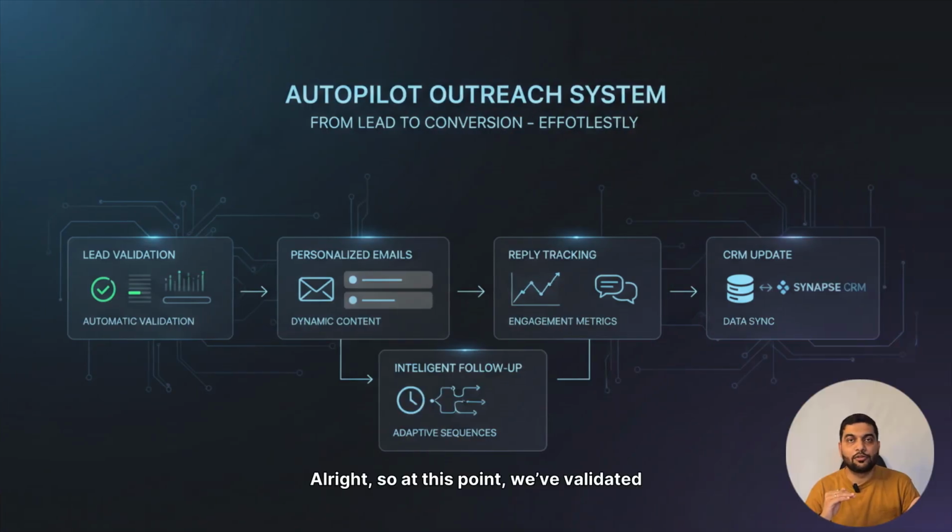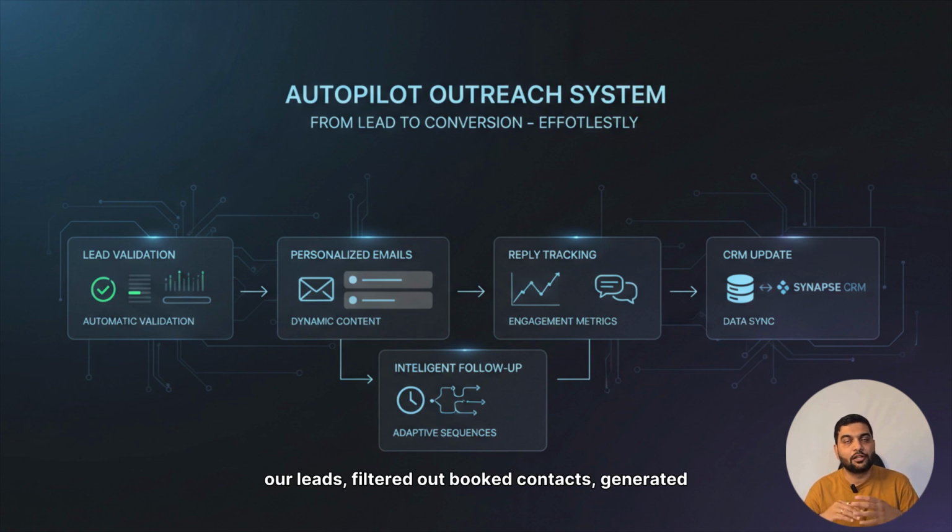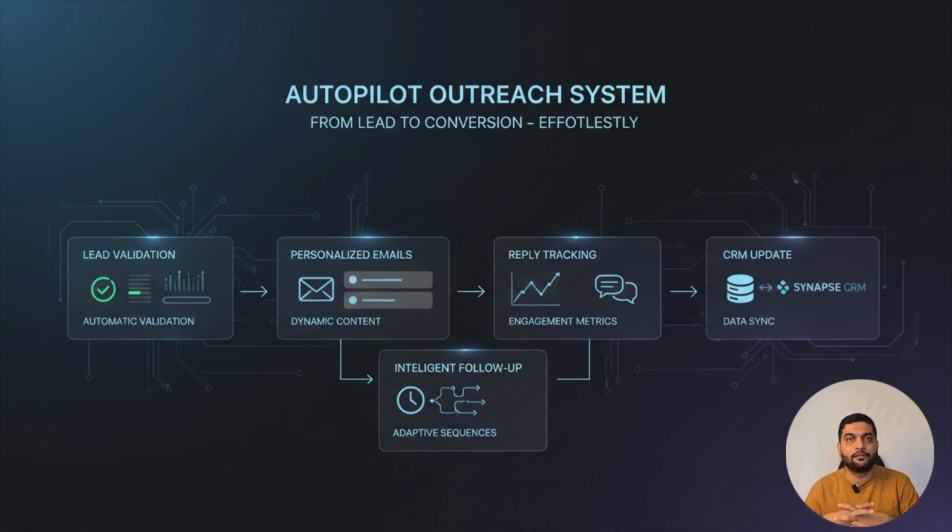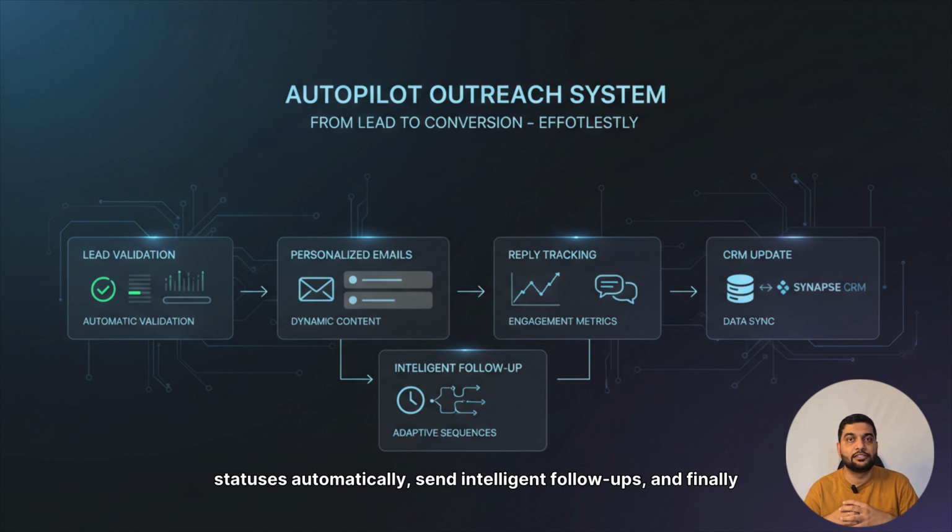Alright, so at this point, we've validated our leads, filtered out booked contacts, generated a personalized AI outreach email, sent it through Gmail, and even set up reply tracking with a smart delay. In part 2, we'll take this even further. We'll detect replies, update booking statuses automatically, send intelligent follow-ups, and finally mark leads as booked or declined inside Google Sheets.